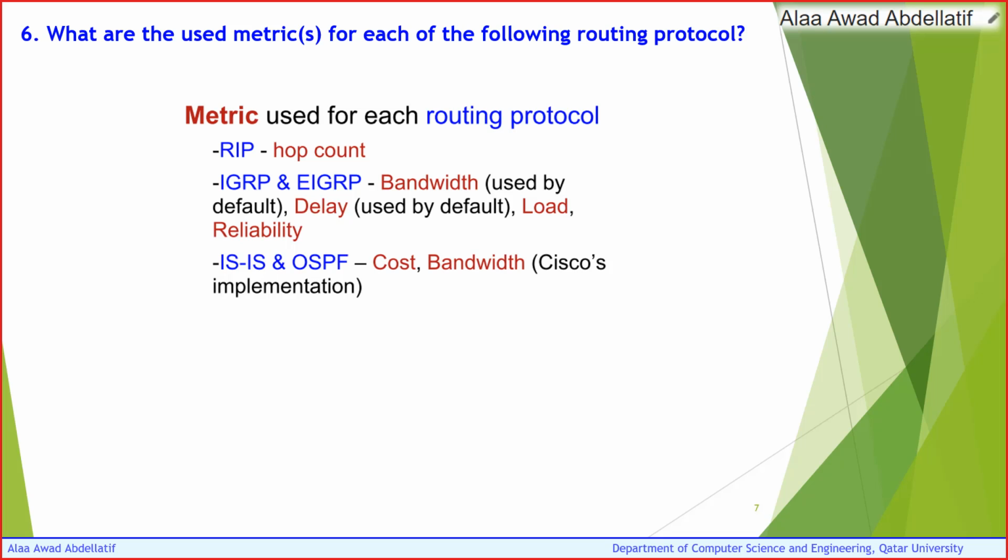EIGRP and IGRP use bandwidth and delay as the default metrics, and also load and reliability as optional. So IGRP and EIGRP use bandwidth and delay by default, and load and reliability as options. Open Shortest Path First uses cost as a metric, and this cost is a function of the bandwidth.